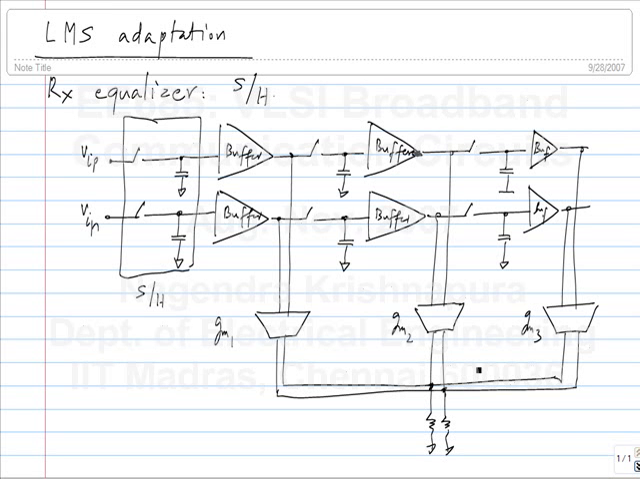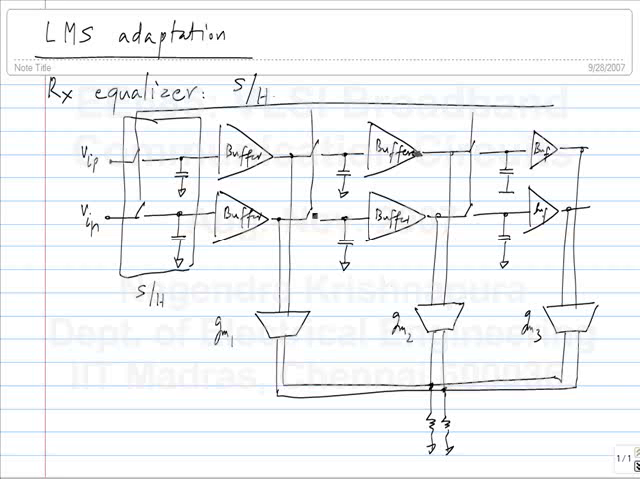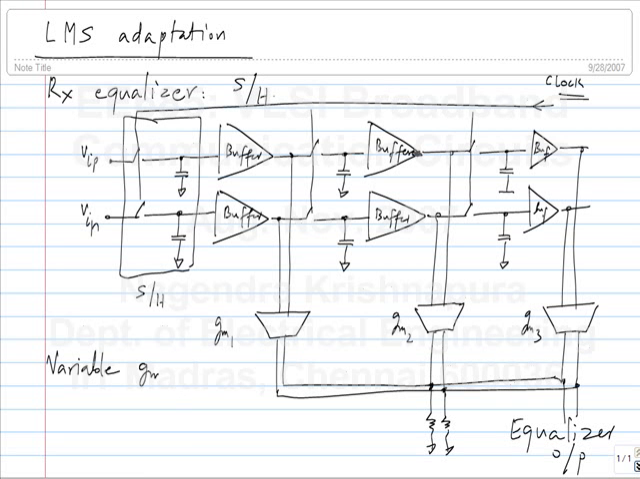So, this is essentially how you have to build it, and all these sample and holds are controlled by a certain clock, and this clock could come out of the clock recovery circuit, which comes after the equalizer. So, this is the output of the equalizer, and you have to make these GMs variable to make a programmable or an adaptive equalizer.